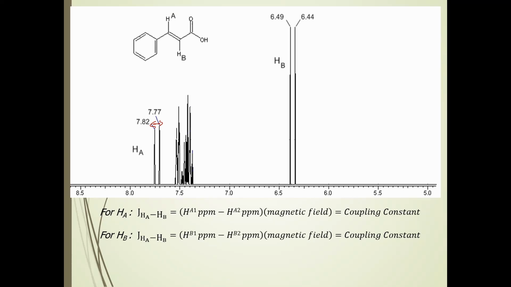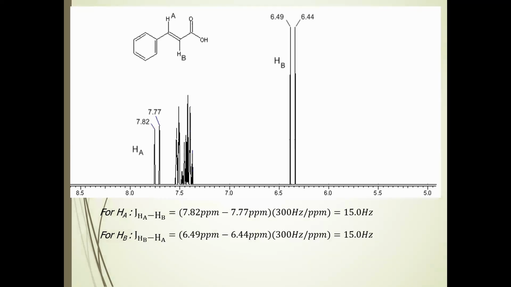This was acquired on a 300 megahertz magnet. So calculations are given here. For the hydrogen A, 7.82 minus 7.77. So again, we're taking the difference between these two, multiply by 300, and we get 15 hertz. Do the same thing for the other peak, take the difference between those two peaks, multiply by 300, and we again get 15 hertz.